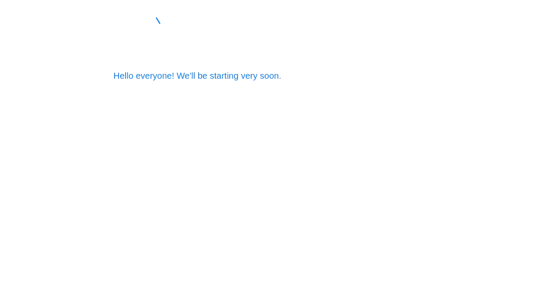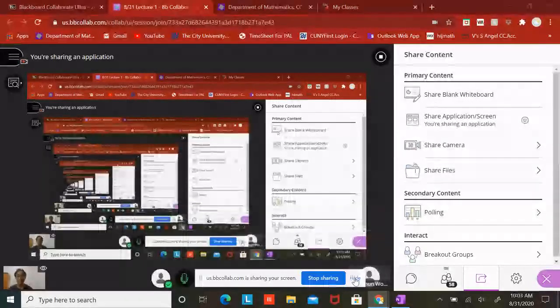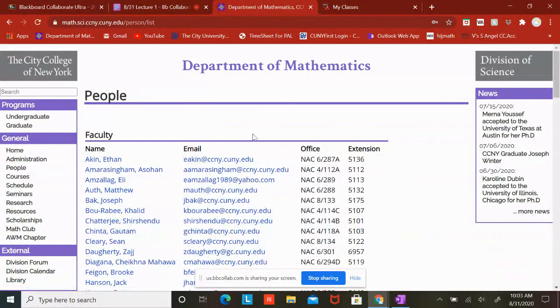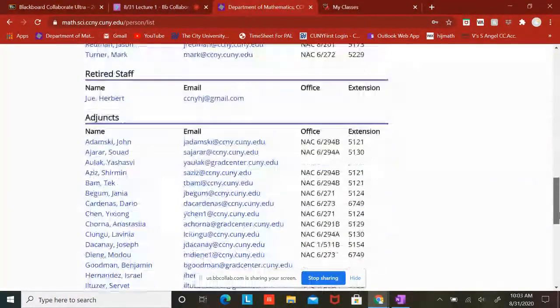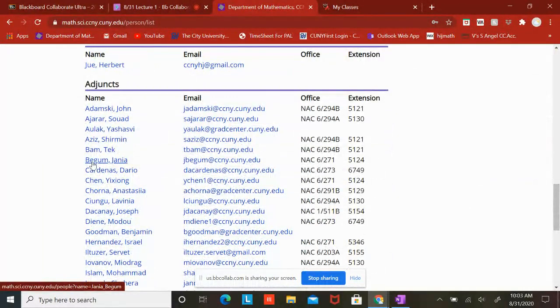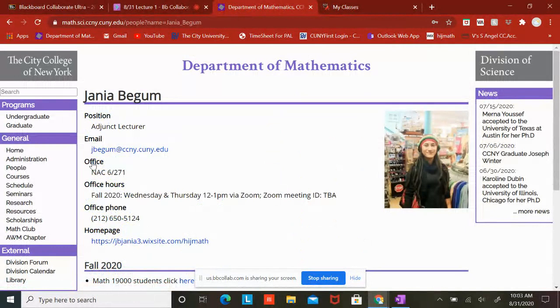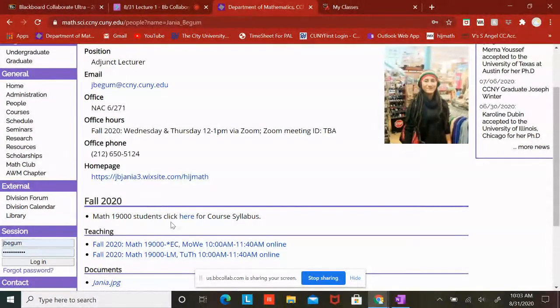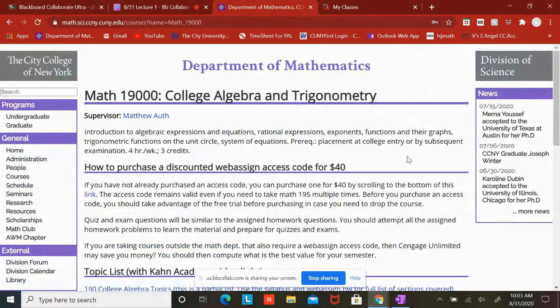So let me go ahead and share my screen with you guys. That way we can go over the syllabus if you're here for the first time, quickly. Just like last time, you can find our course syllabus from my page by going to this department website and then going to people, looking for my name. Hopefully you know my name by now. So here's my name. I'm Jania Begum. That's me. This is my page. Once you're on this page, you can access the course syllabus by clicking here, Fall 2020 Math 190 students. You click here, and you are able to see the course syllabus.